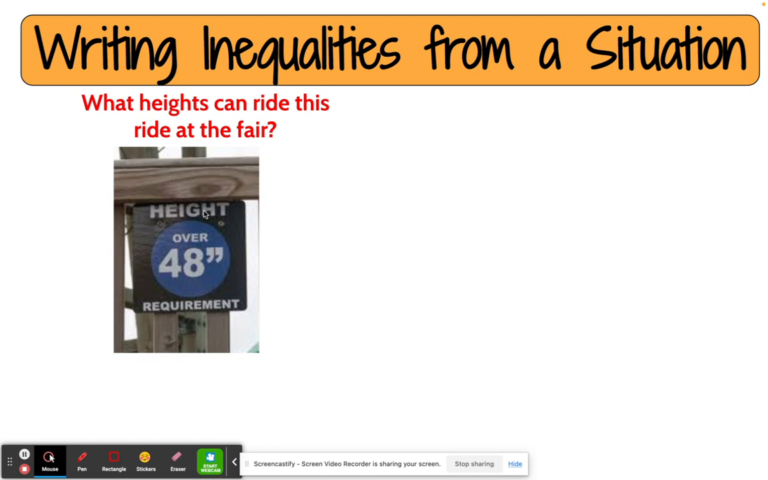How would you write an inequality for this situation? To ride this ride at a fair, you have to be over 48 inches tall. The word over is an important word, because if you are exactly 48 inches tall, can you ride this ride? Not according to this. You have to be over 48 inches tall. So your height, or x in this case, has to be greater than 48, not or equal to, because 48 is not over 48.